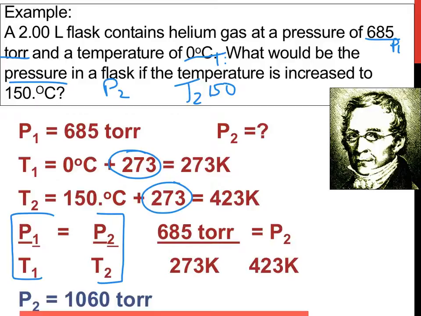So pressure increased. Let's see what happened to the temperature. Well, we know that the temperature went from 0 to 150, so the temperature also increased. That is our direct relationship.